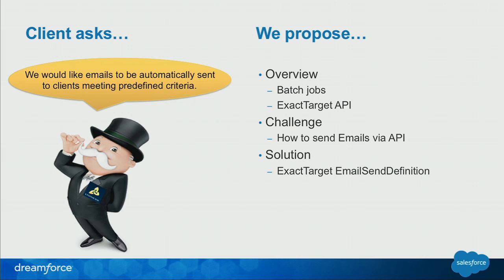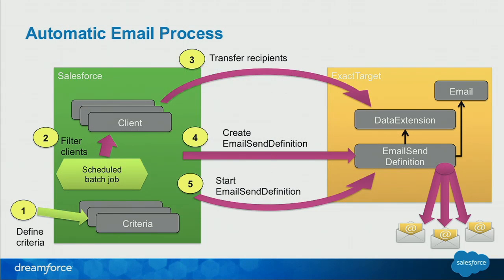So what we propose is to create batch jobs to filter the clients, and we will use the ExactTarget API again to send the emails. But the main challenge here was, how do we send emails and not only the recipients? So the solution is to use ExactTarget email send definition objects. And the process looks like this. The user does only the first step: he defines the criteria in Salesforce. Everything else is then done automatically.